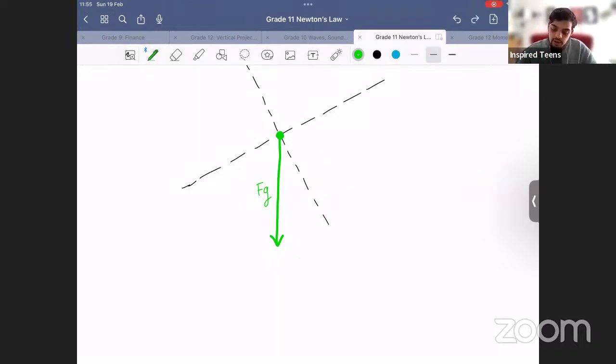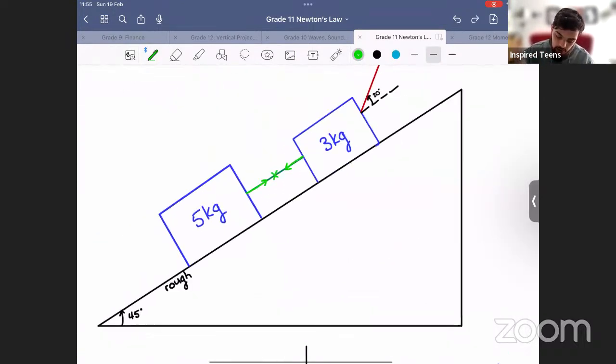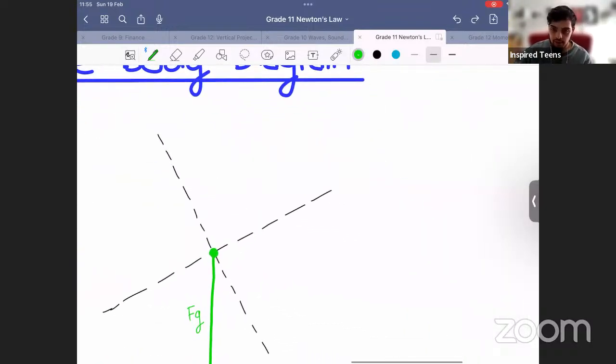All right, let's do the next one. Let's look at this. Right, we have our normal force, which is perpendicular to the surface. So it is in line with our horizontal.